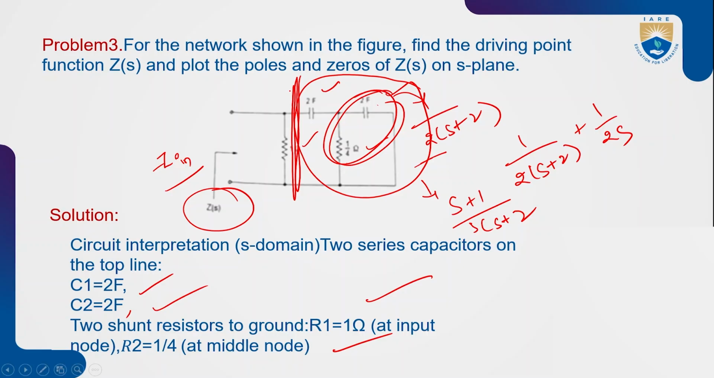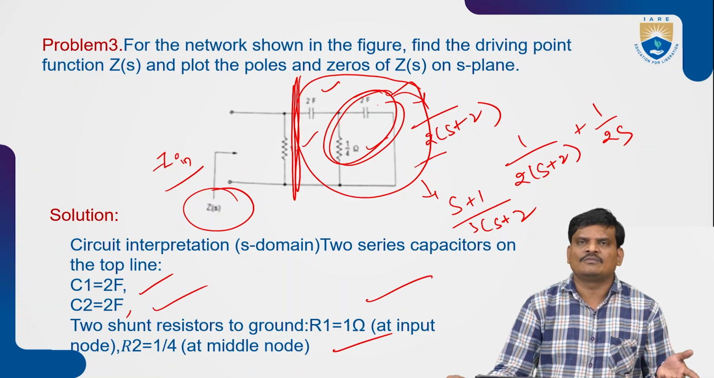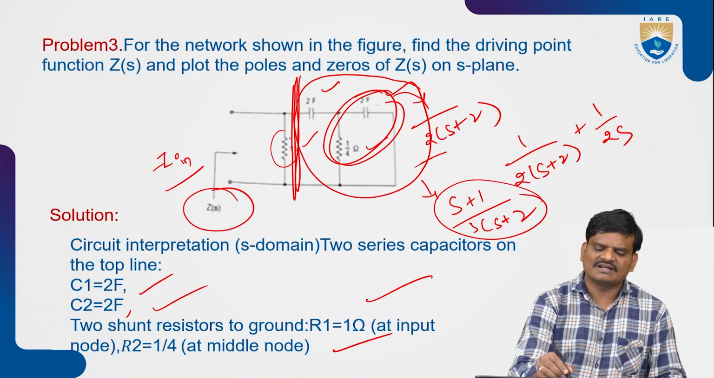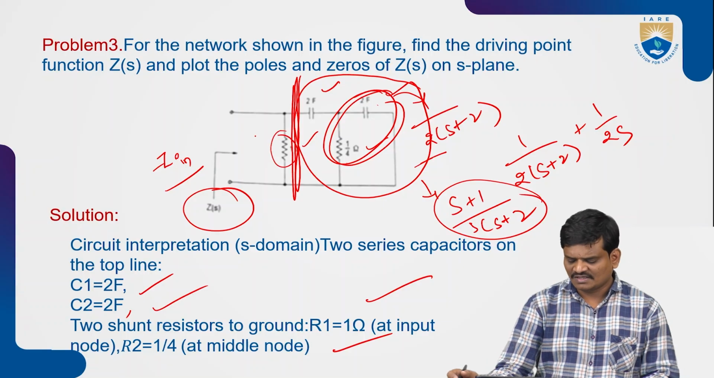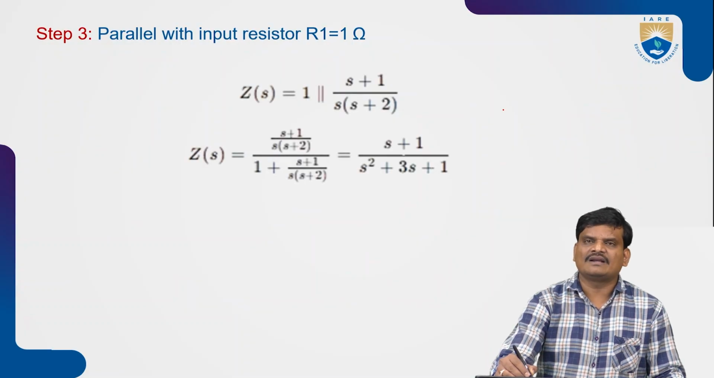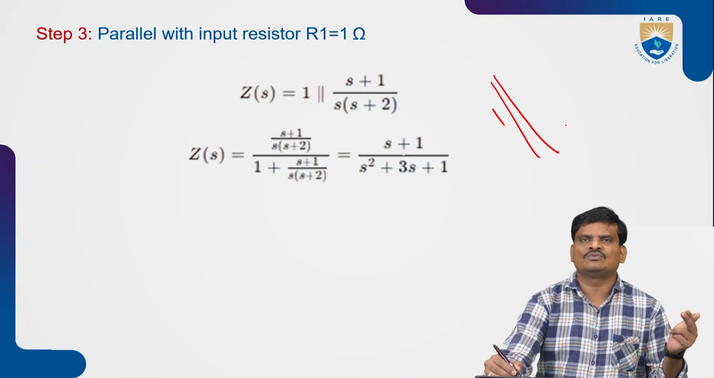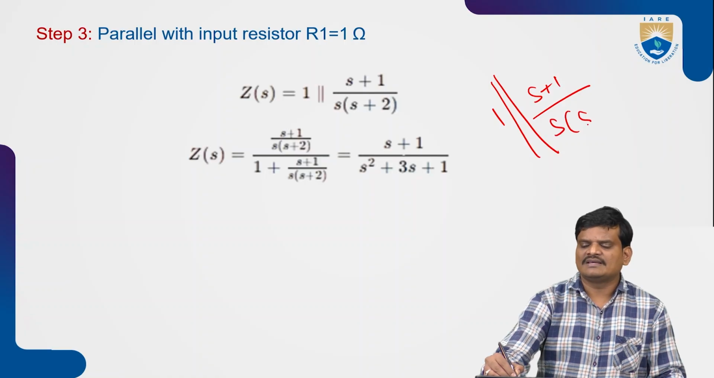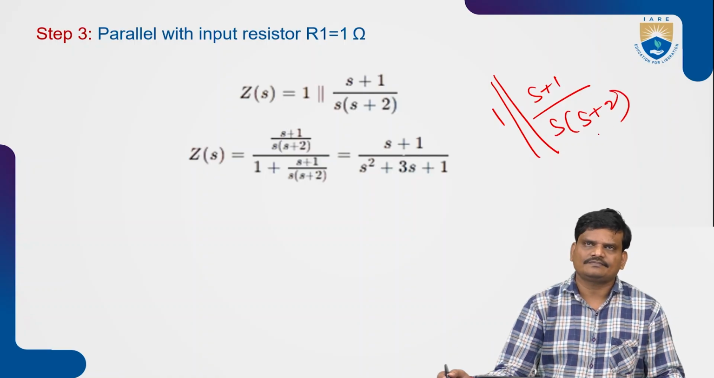Still there is one more element, a resistor, where the value of that resistor is 1 ohm. Now how are these two connected? This value and this particular resistor are connected in parallel. So if connected in parallel, what is the value of resistance here? 1. The parallel combination when we consider the two capacitors and one resistor has the value S plus 1 by S into S plus 2.